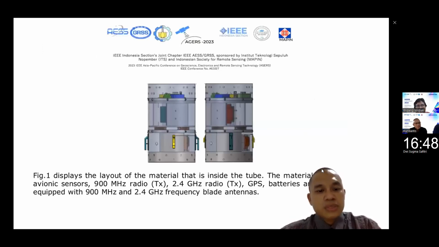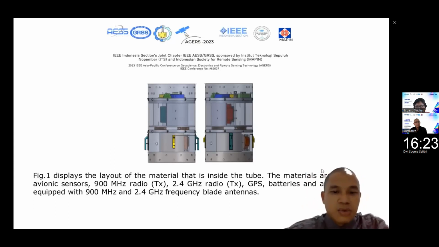This figure one displays the payload of the material that is inside the tube. The material includes the avionics system and RF system, GPS, and battery, and are equipped with 900 megahertz and 2.4 gigahertz frequency antenna blade.